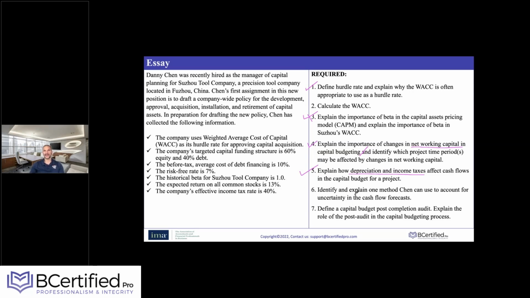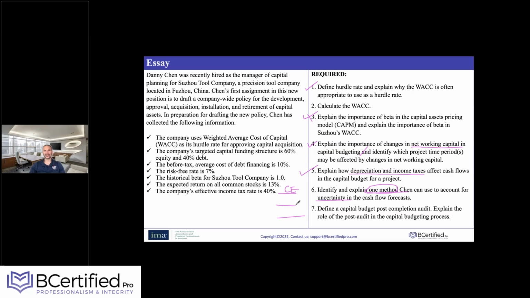Number 6, identify and explain one method Shen can use to account for uncertainty. Although they ask only for one method, if more than one method comes to your mind, I suggest writing more than one. For example, we can use certainty equivalent, and you explain that certainty equivalents remove risk from the cash flow and remove risk from the discount rate, thus using only the risk-free discount rate.